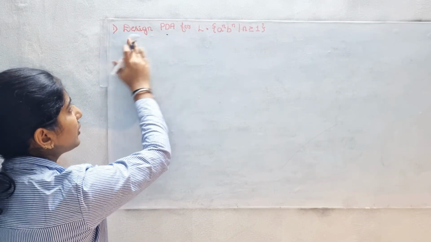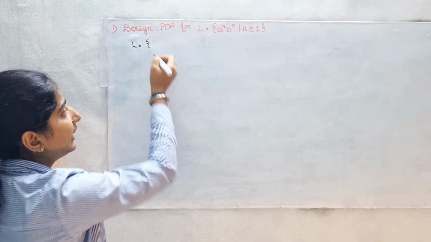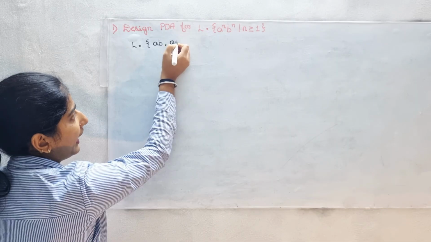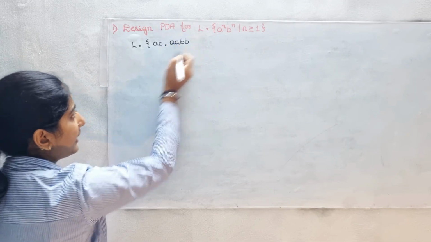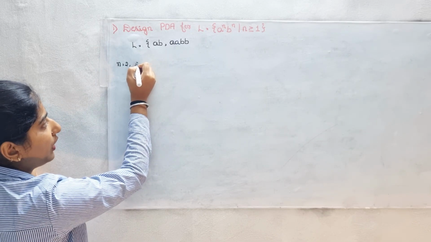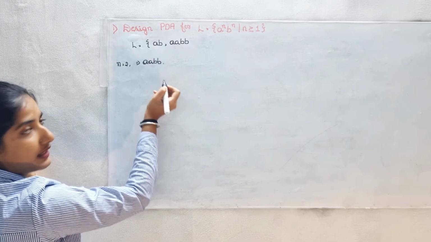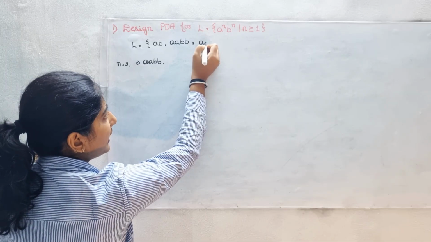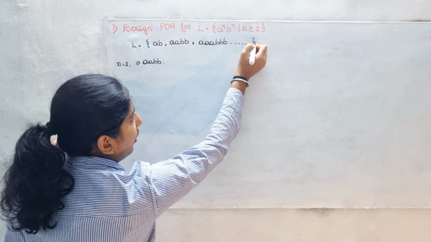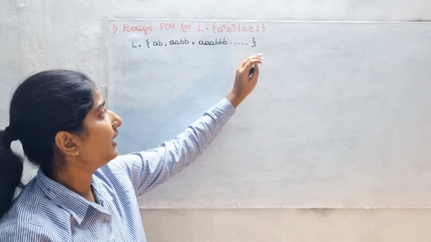So our language should be like L equals to, when n equals 1, it will be a b. When n equals 2, it should be a a b b, right? So n equals 2 means a to the power 2, b to the power 2, which means 2 a's and 2 b's, and n equals 3, 3 a's, 3 b's, and so on. So this is the language for a to the power n and b to the power n.